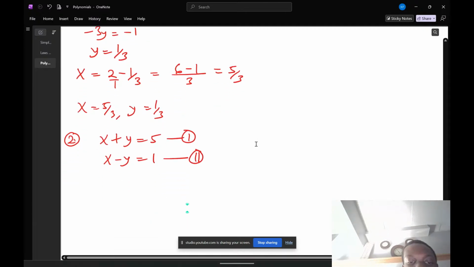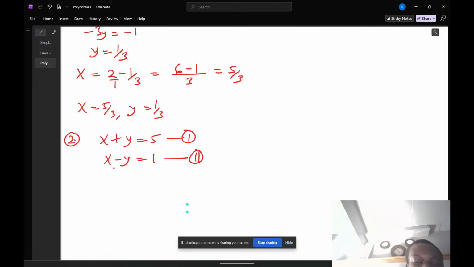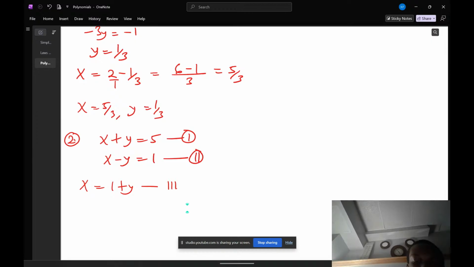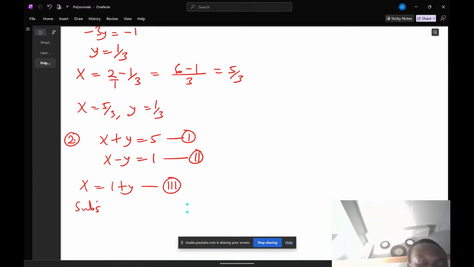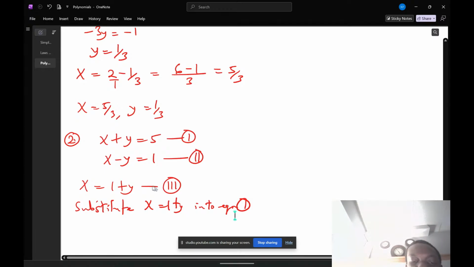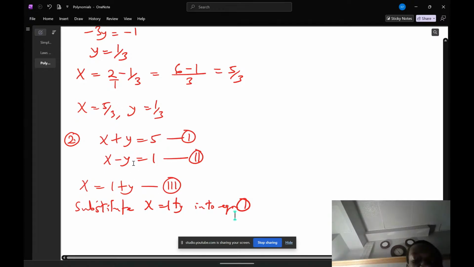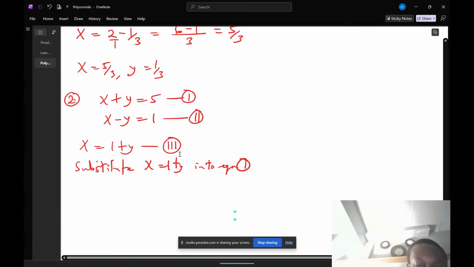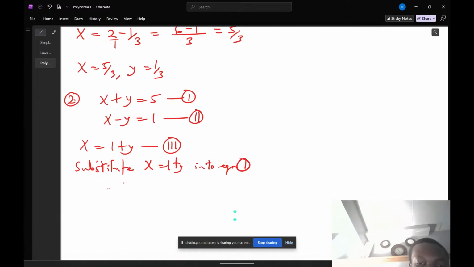So now, in this case, I can make x minus y, I can make x equal to 1 plus y. This will be equation 3. And then I will substitute x equals 1 plus y into equation 1. Okay, like I said earlier, whenever you derive one equation from the other equation, you cannot substitute it back into it. So you substitute it back into the other equation. Okay, so now we have x equals 1 plus y.